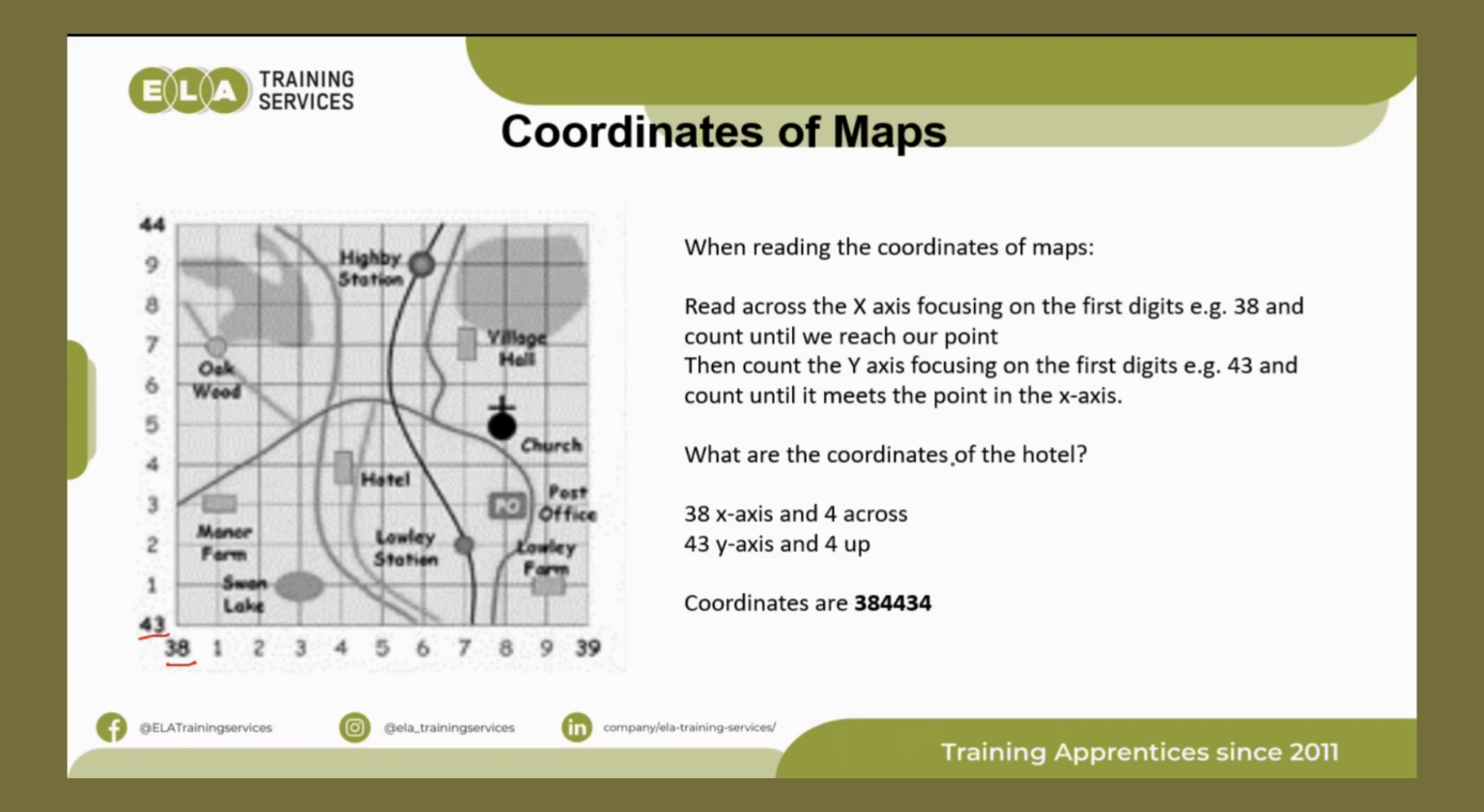So what are the coordinates of the hotel? So our hotel is here. So notice we start at 38 and we're going to go 4 across, 1, 2, 3, 4. And then we're going to read our y-axis, which is 43, 1, 2, 3, 4, and it meets here. So our coordinates are 38, 4, 43, 4. And I'm just breaking it up like that so you can see each axis, but you would write them without any spaces or commas in between.